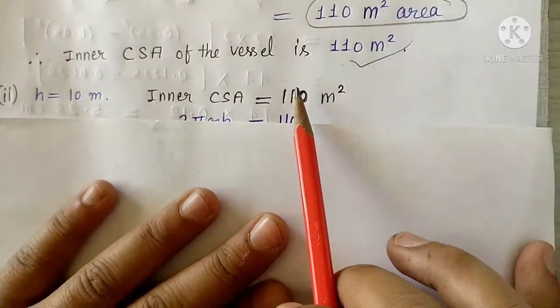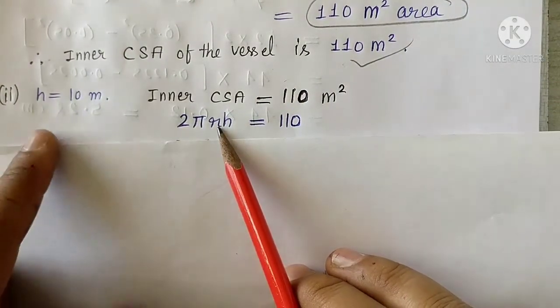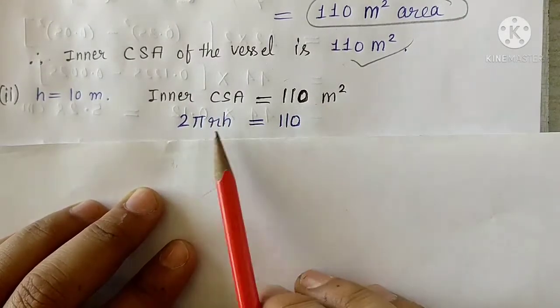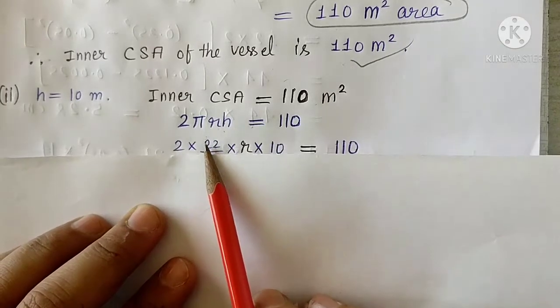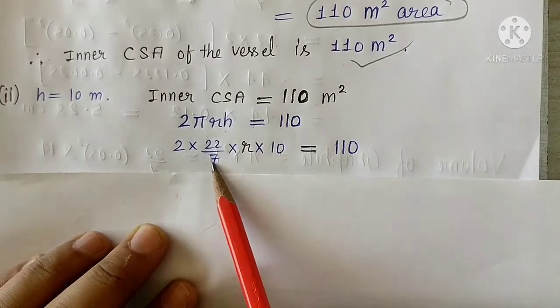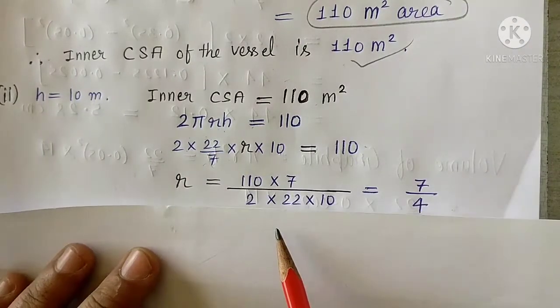So what is the CSA formula? 2 pi RH. We can use that formula to find the radius because h is already given as 10 meter. So CSA is 110 meter square, 2 pi RH, 2 multiplied by 22/7 into R into H, that is 110. We can move this 7 to that side. So 110 into 7 upon 2 multiplied by 22 into 10.